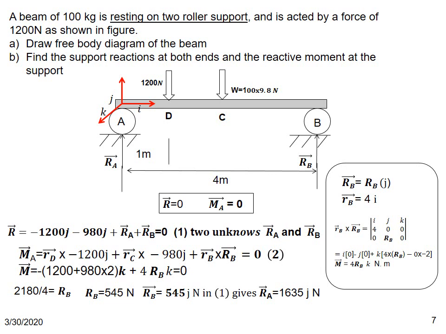So this is a simple problem of beams involving two rollers. Essentially, we use two equations, the condition for static equilibrium: the sum of all the forces must be 0, and the sum of moments of forces about any arbitrary point must be 0. Using these two equations, we solved two unknowns, which are the reactions at A and B.